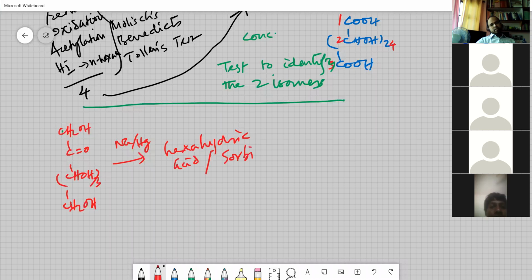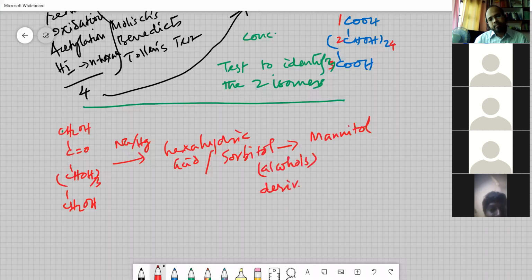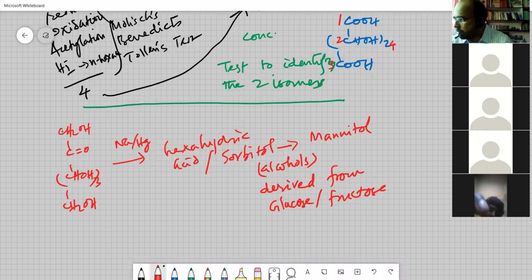Hexahydric acid and sorbitol. I think yesterday we learned about the sorbitol, presence of sorbitol. Sorbitol and mannitol. These are the 2 alcohols derived from glucose and fructose. Again, these are the 2 isomers. How are the isomers formed? The isomers are formed as a result of change in the carbon atom.